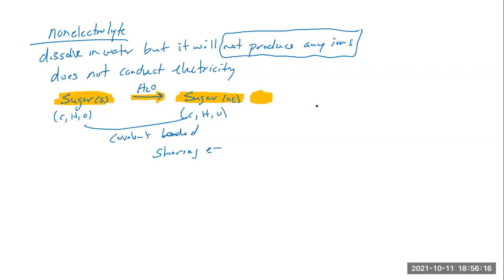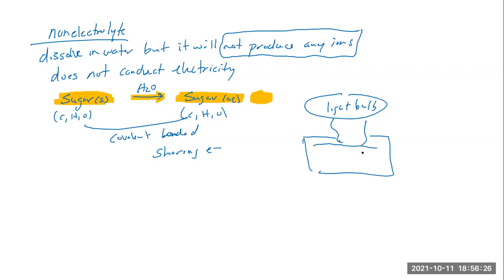So because there's no ions, if we took our light bulb and we put it into a sugar solution, it would not go off. So it stays off. It doesn't conduct electricity, again, because there are no ions in there. So no ions, no conducting. Question on that?